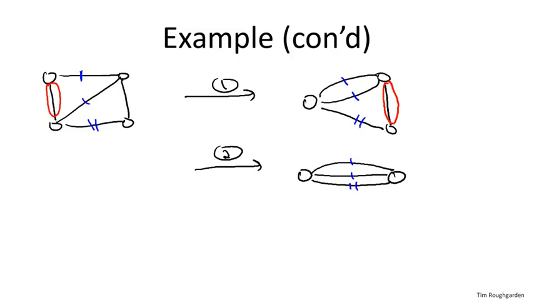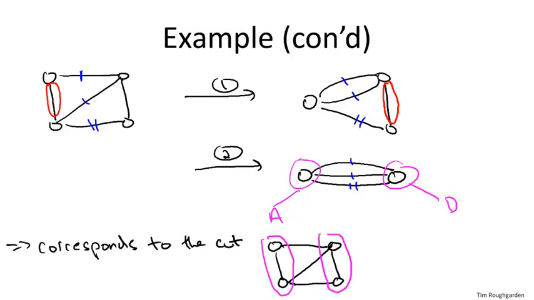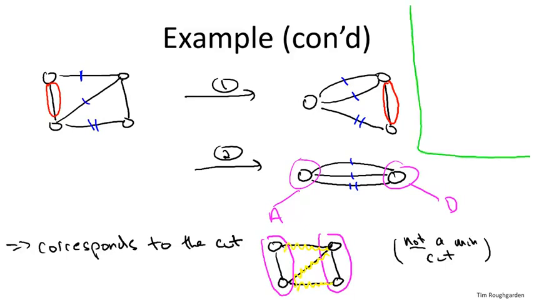This again corresponds to a cut, A and B, where A is the left two vertices and B is the right two vertices. Now, this cut, you'll notice, has three crossing edges. And we've already seen that there is a cut with two crossing edges. Therefore, this is not a min cut. So what have we learned? We've learned that the contraction algorithm sometimes identifies a min cut, and sometimes it does not. It depends on the random choices that it makes. It depends on which edges it chooses to randomly contract.